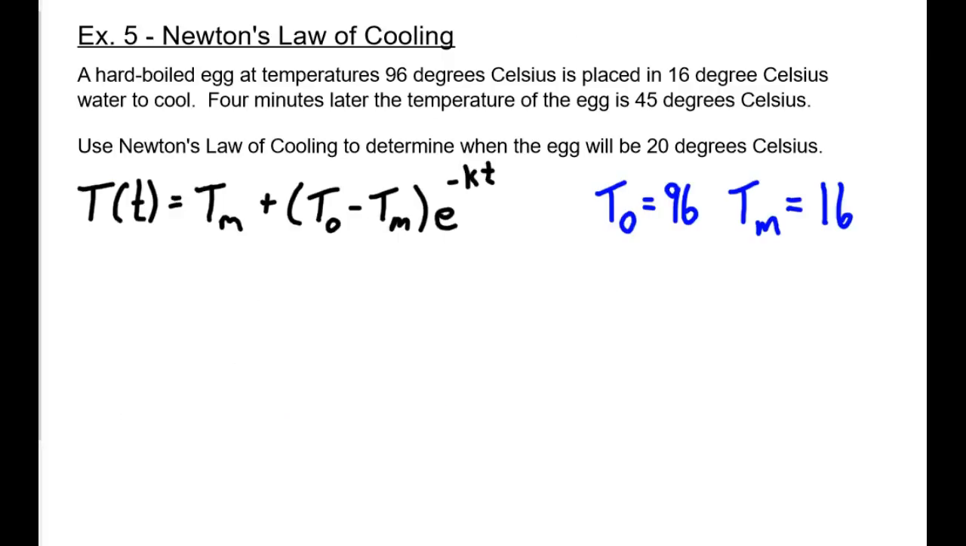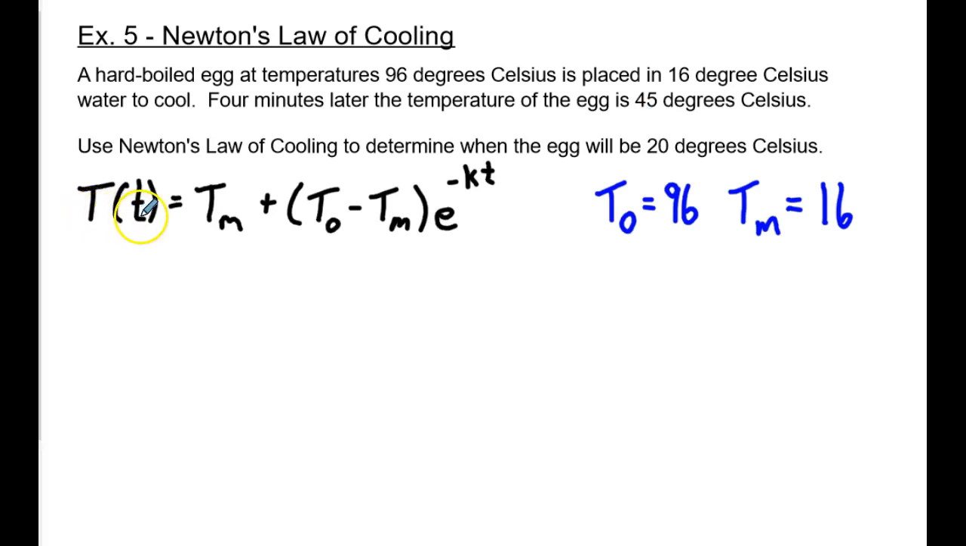A hard-boiled egg at a temperature of 96 degrees Celsius is placed in 16 degrees Celsius water to cool. 4 minutes later, the temperature of the egg is 45 degrees Celsius. So we want to use Newton's law of cooling to determine when the egg will be 20 degrees Celsius. So we have our formula from before. Some key pieces of information: the initial temperature is 96 degrees Celsius, and the temperature of the surrounding medium is 16 degrees Celsius. So using that information and the fact that we know 4 minutes later the temperature of the egg is 45 degrees Celsius, we can start plugging some of this into the formula.